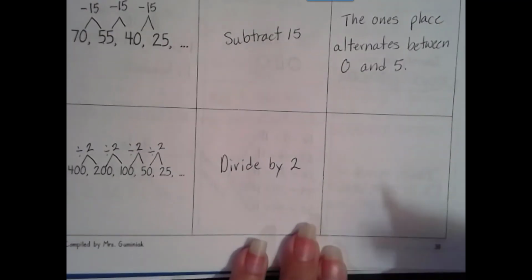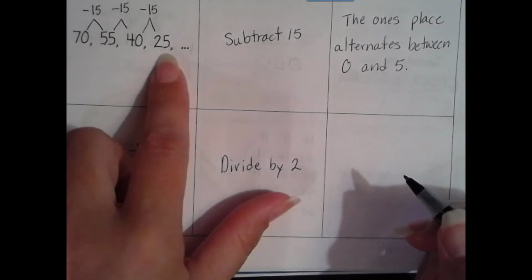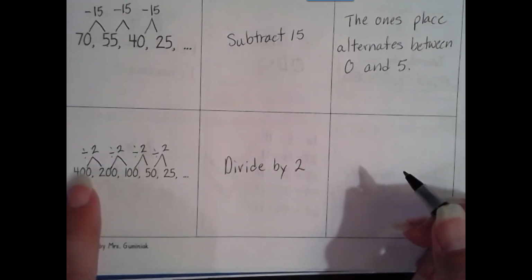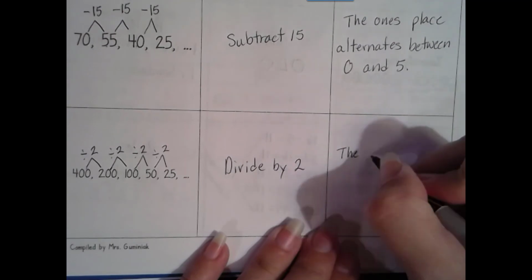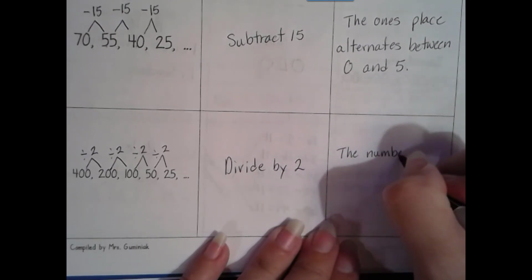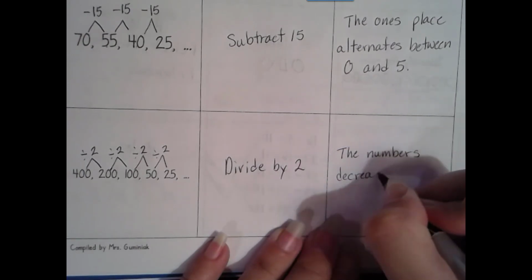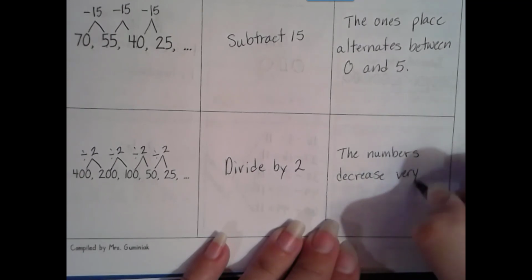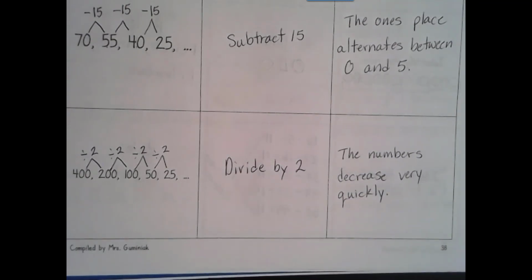And what's happening? Well, those numbers are decreasing really, really fast, much faster than up here. When I divide by 2, just in 1, 2, 3, 4, 5 terms, it went from 400 to 25. So the numbers decrease very quickly. It won't be long until they're getting into decimals and fractions at this rate.